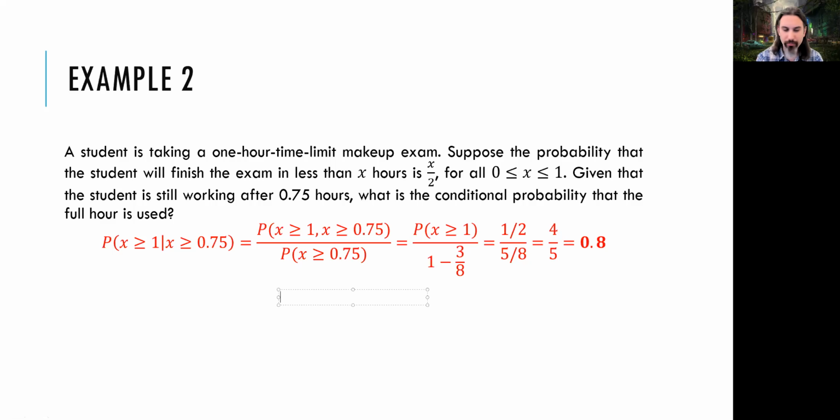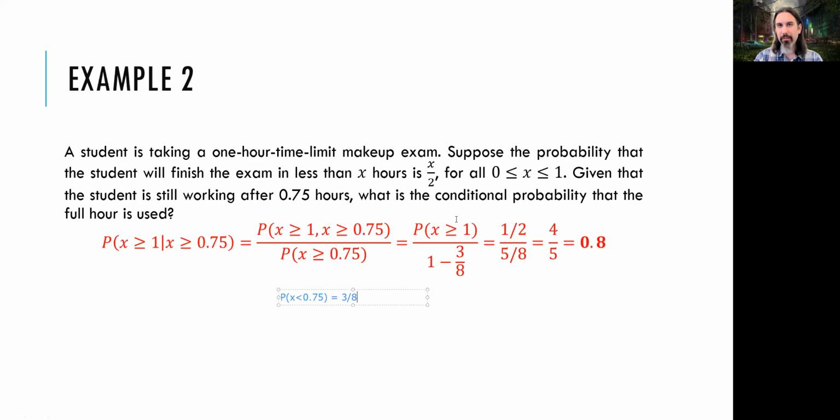Probability of x is less than or equal to, or less than 0.75, doesn't really matter here, is equal to 3 over 8. We already know this one. So this value is 1 minus this one, so it's going to give us 5 over 8. And here, x is going to be greater than 1.